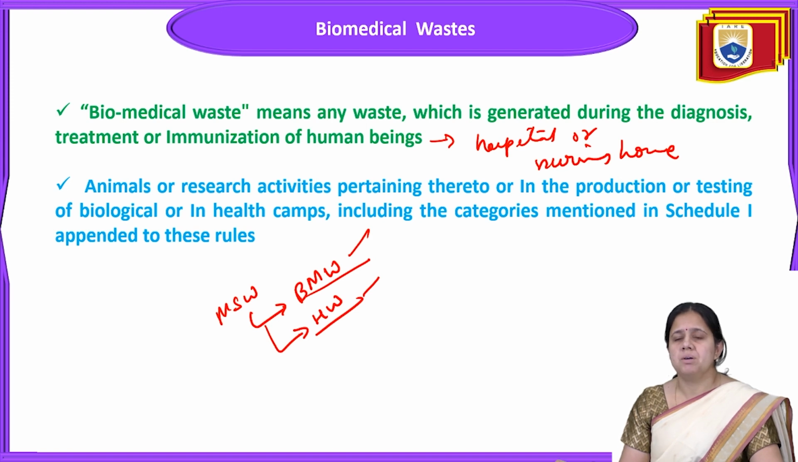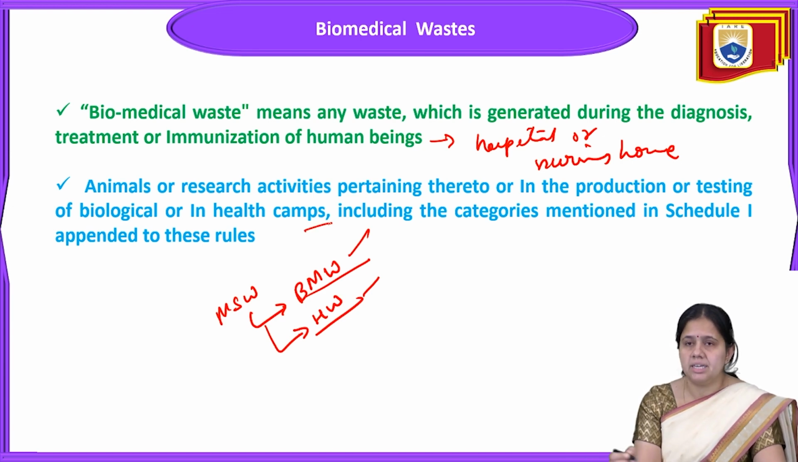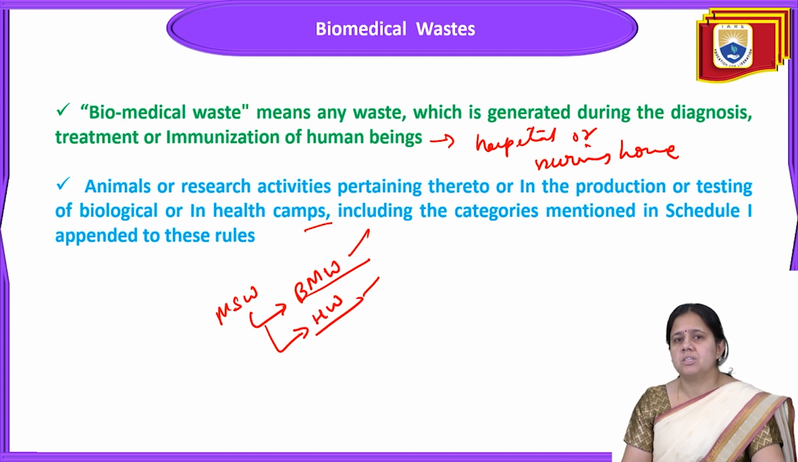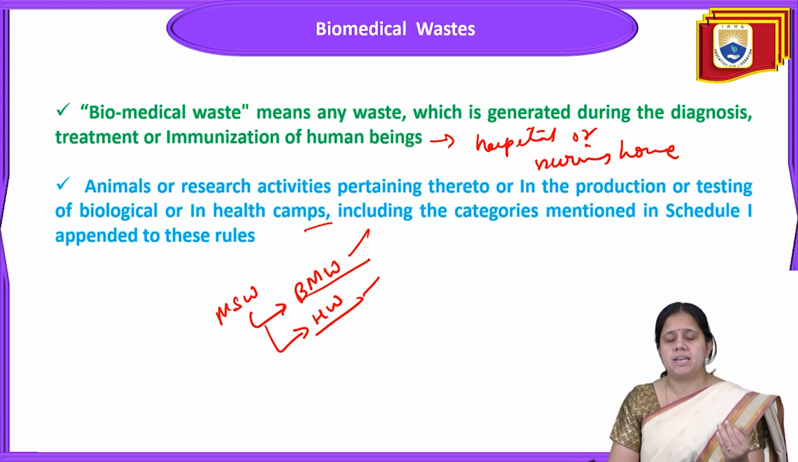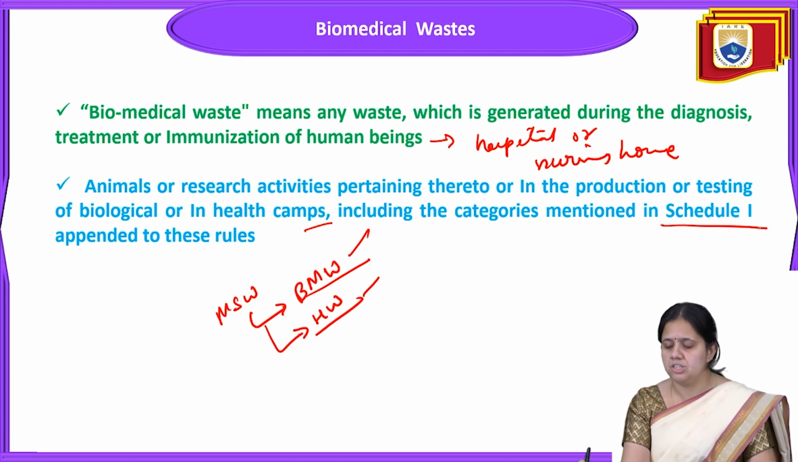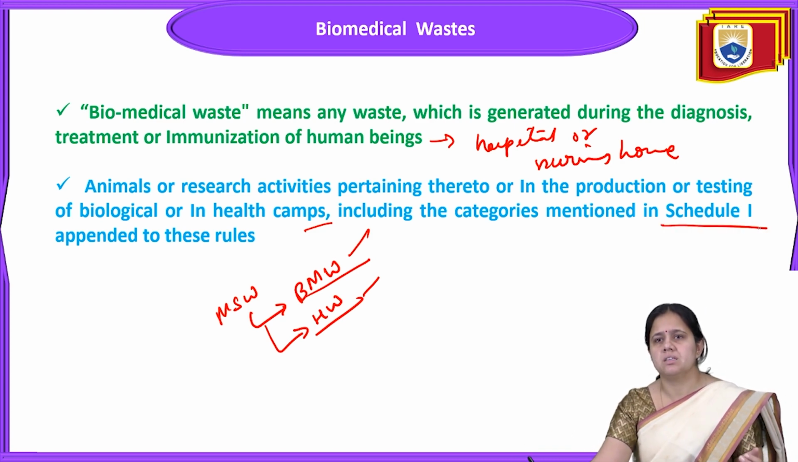Similarly, it covers animal or research activity pertaining to the production or testing of biological products, or health camps, including the categories mentioned in Schedule 1 appended to these rules. So in these MSW management and handling rules, Schedule 1 is there, and it mentions these categories.